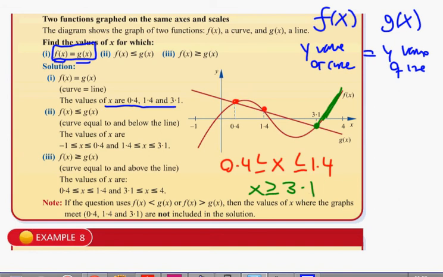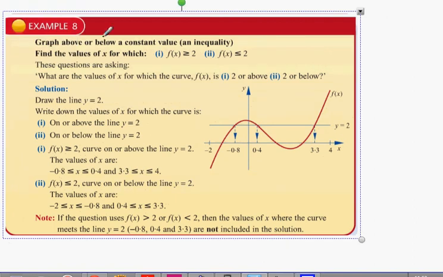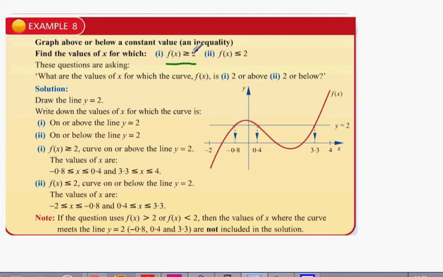Okay, we're nearly there. Will these be like small little theory questions we'll be asked? Now, graph above and below a constant value and inequality. Find the values for which f of x is greater than 2. Find a value for which the y value of the curve is bigger than or equal to 2. You go to y equals 2 and you draw a line going directly across. Then you draw the point at which it hits downwards, and then you put this range in.